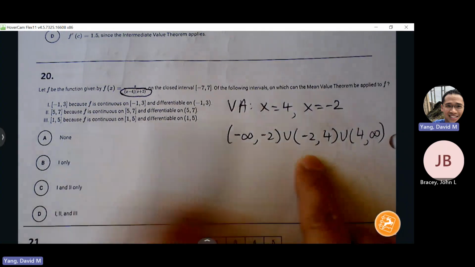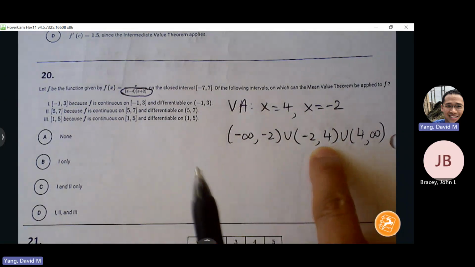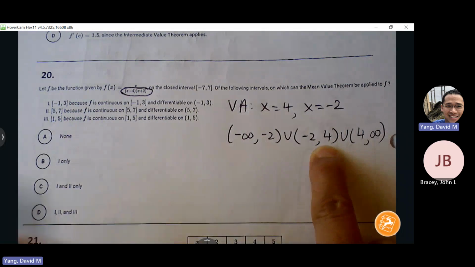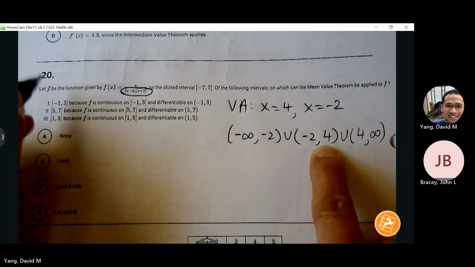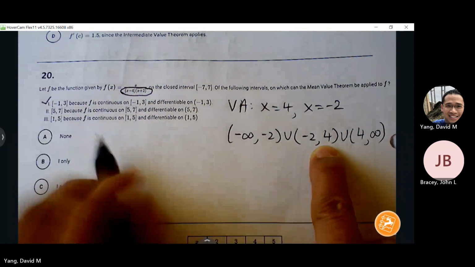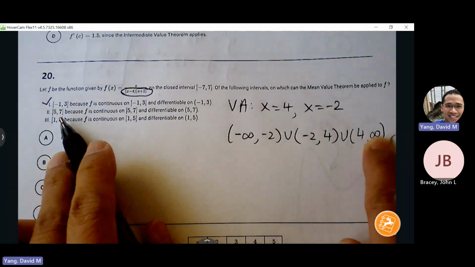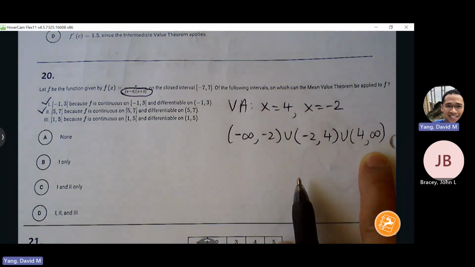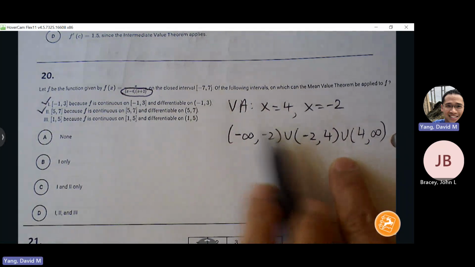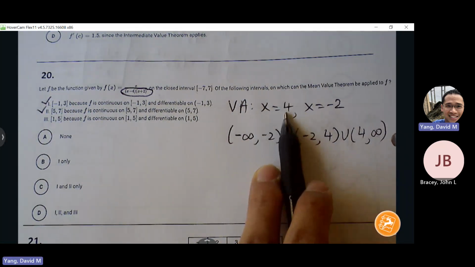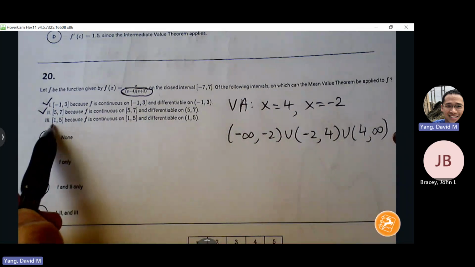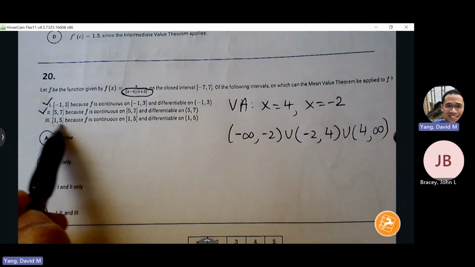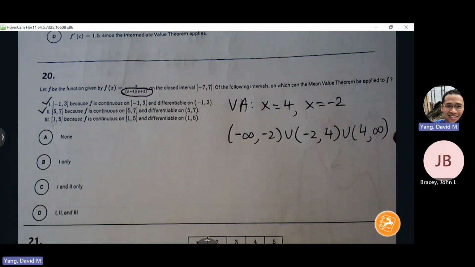Okay, negative 1 to 3 is okay, right? It falls within this interval. It doesn't interfere with the asymptote. 5 to 7 is okay, right? Doesn't interfere with the asymptote. 1 to 5 is an issue because if I do 1 to 5, it's going to cross over 4, and it's not going to be fully continuous throughout the entire interval. So options 1 and 2.